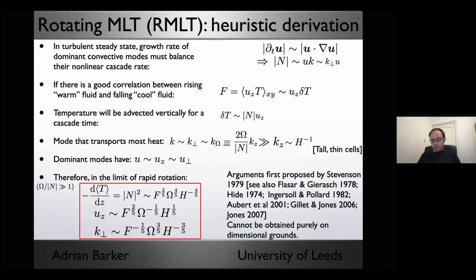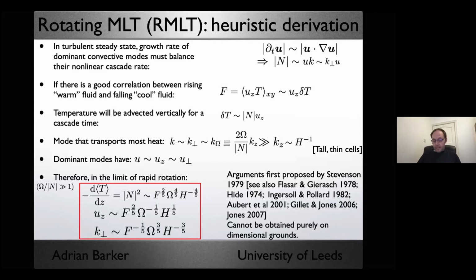Some of the ideas actually slightly predate that. Flasar and Gierasch have a paper in the previous year that has many of the same ideas, but they weren't quite as fully developed. And there's even a paper by Raymond Hide in 1974 that derived the same velocity scaling here, but didn't derive the other scalings. And it turns out these arguments have been rederived by many people in the literature and discovered in different ways. There was Ingersoll and Pollard, Aubert et al., and Gillet and Jones, and a nice treatise on geophysics by Chris Jones in 2007 that discusses this as well. So these arguments are not new.